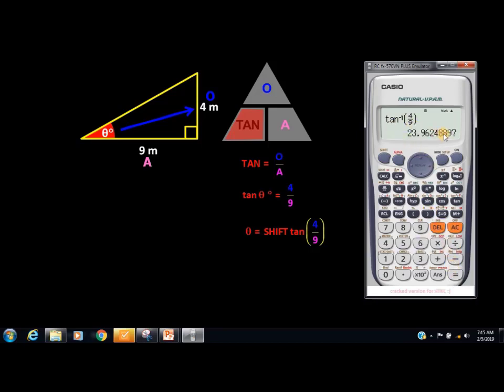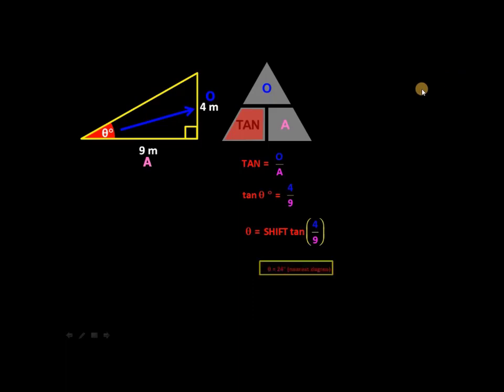This is the angle. We don't want all the decimal places, we want nearest degree, so we go shift, set up, fix number 6 and 0 decimals, so 0. There is the answer, 24. So the answer is theta equals 24 degrees to the nearest degree.